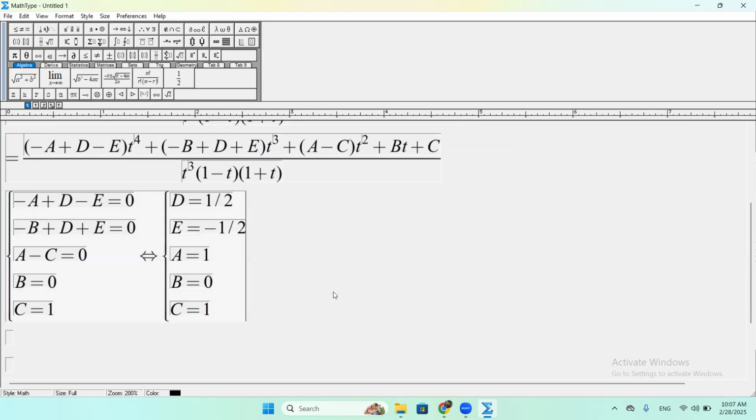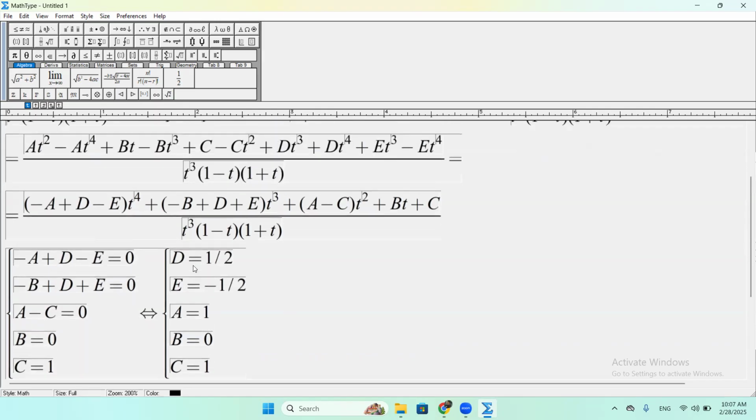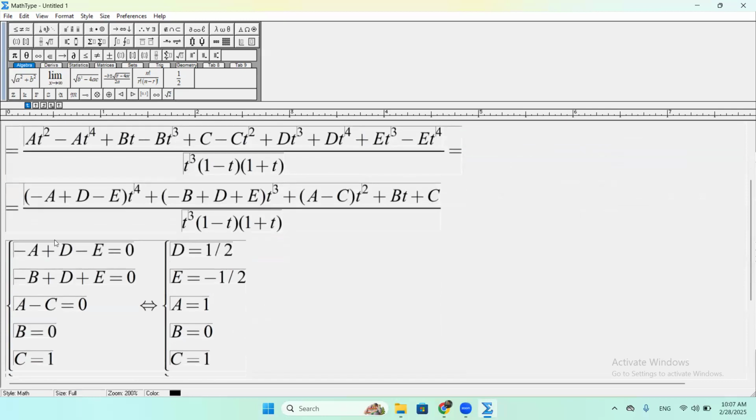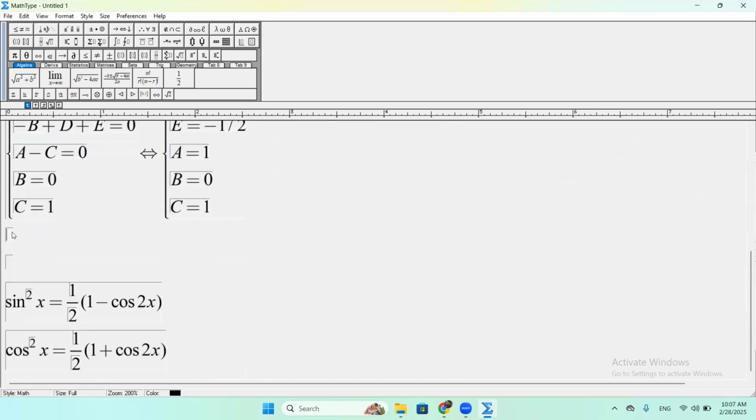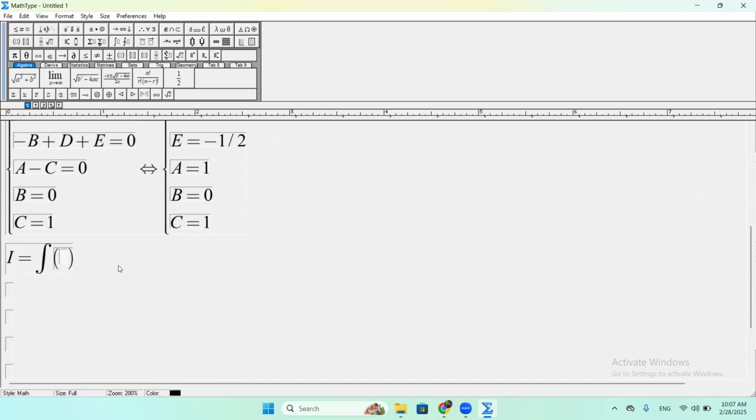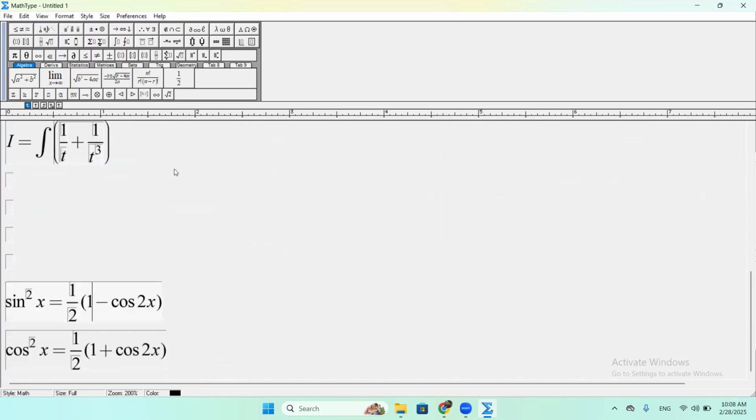So it's done, this system of equations. So let's write our integral. So the following integral, I equals 1 over t plus 1 over t cube. What's going on?